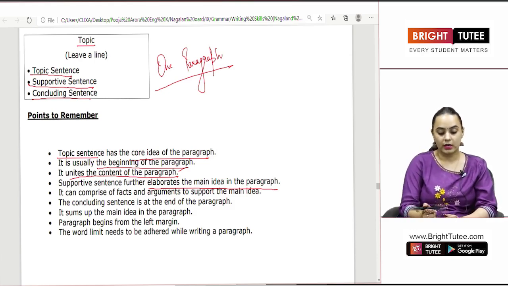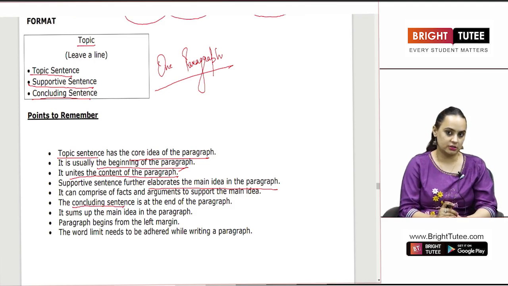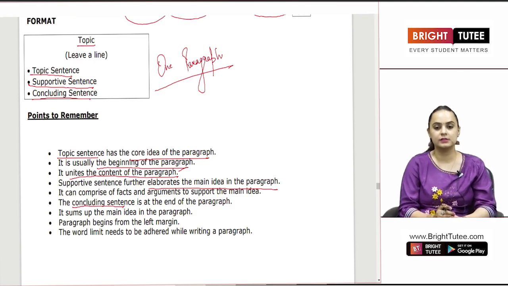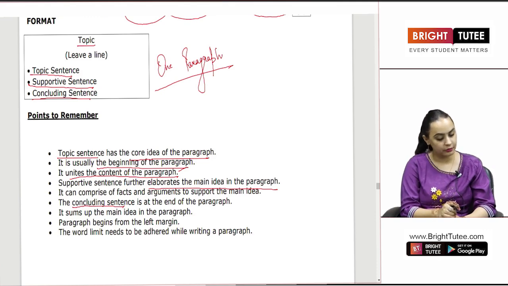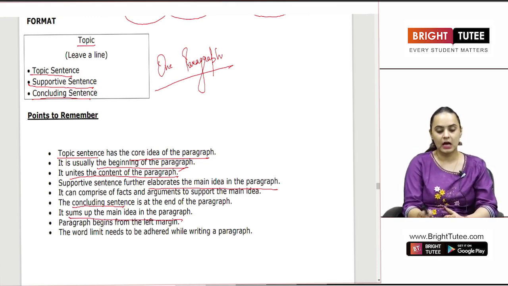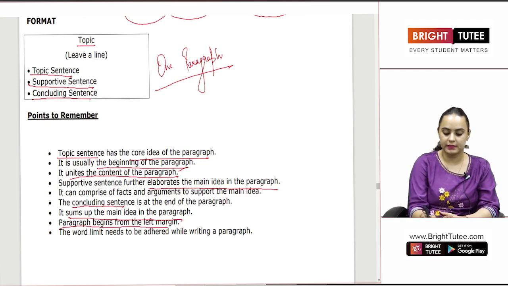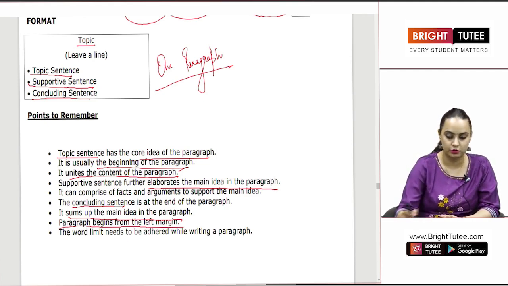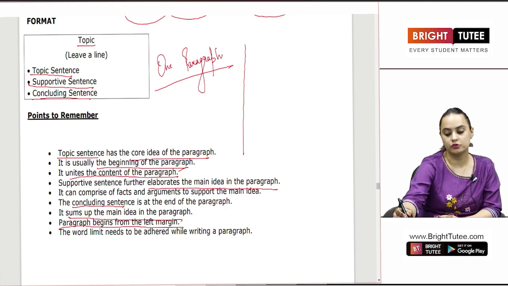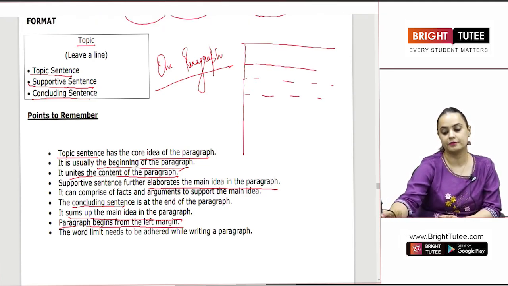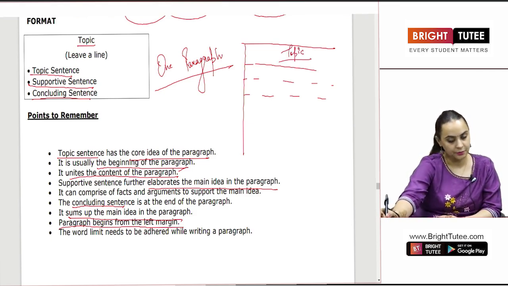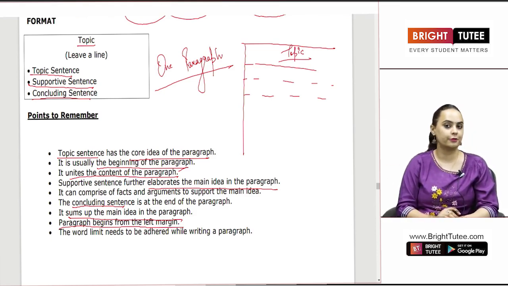Then we come to the concluding sentence. The concluding sentence is always written at the end of the paragraph. It sums up the main idea in the paragraph. And we always have to remember that a paragraph will always begin from the left hand side margin. So if this is the page of your notebook, then we will always start writing the paragraph from the left hand side margin only. The topic will come in the middle, undoubtedly, but the content of the paragraph will begin from the left margin.